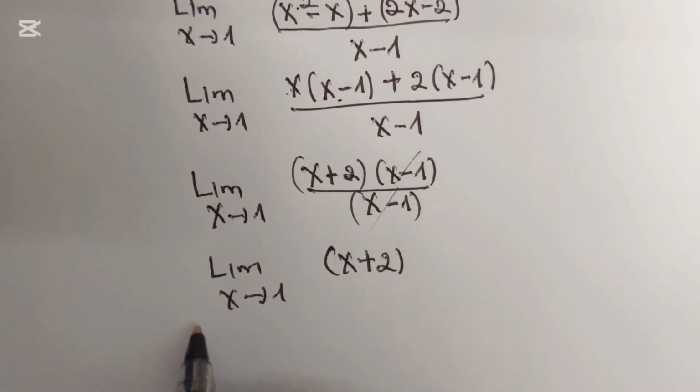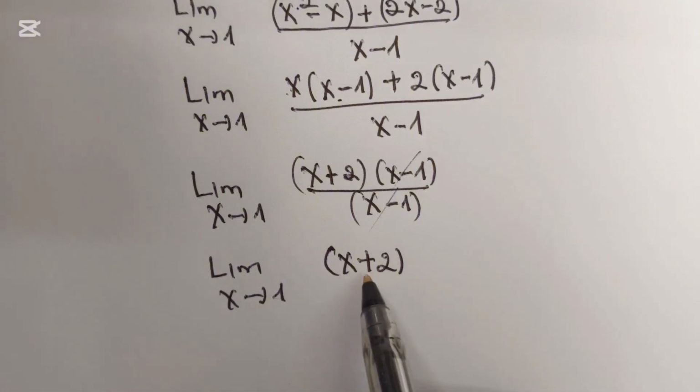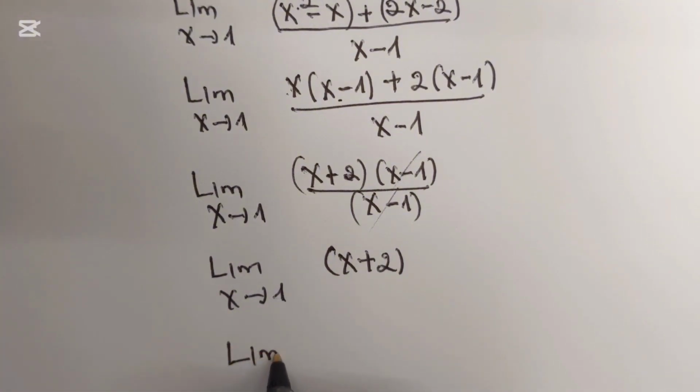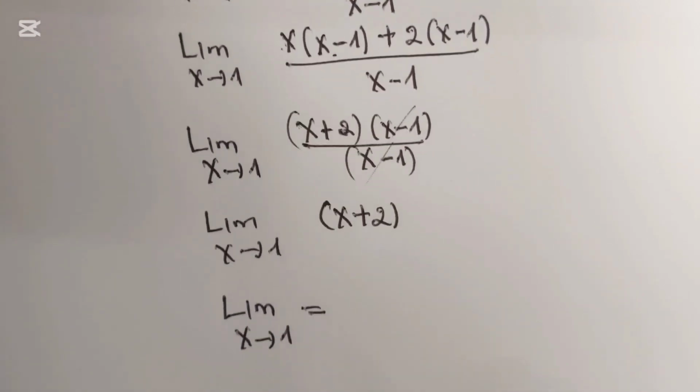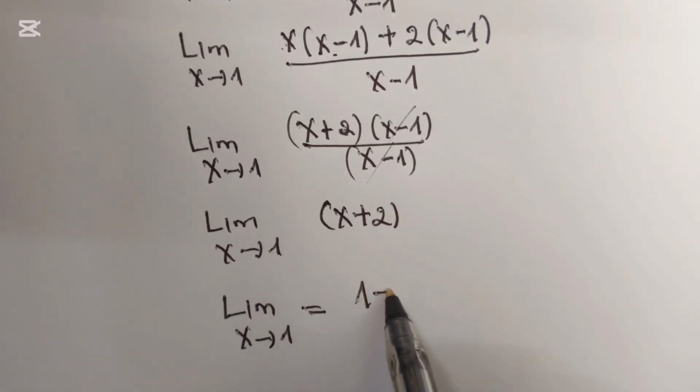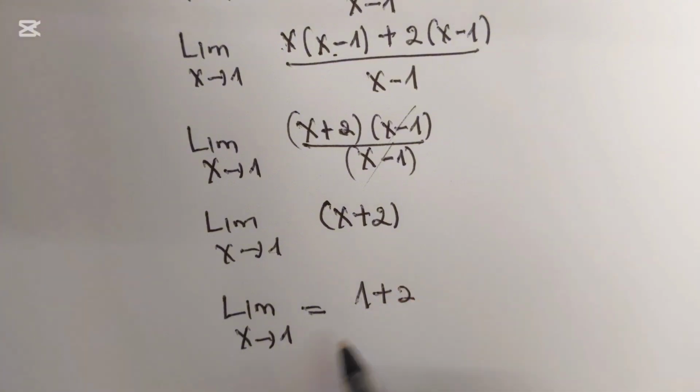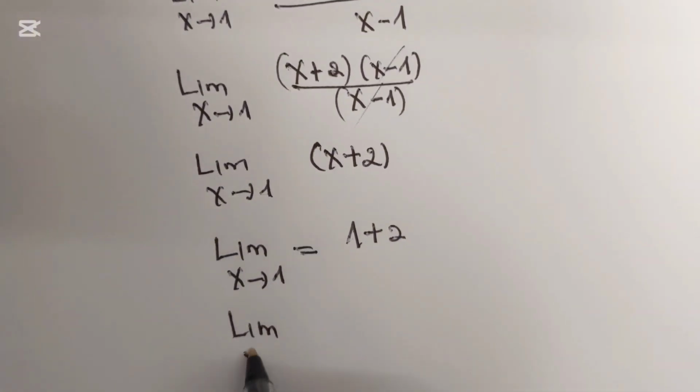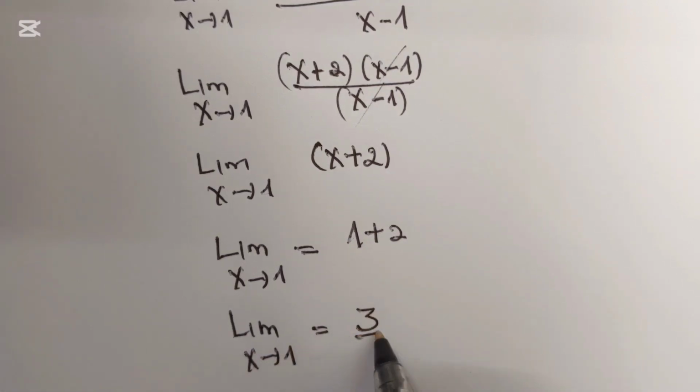After this, we are going to replace the value of x in the expression we are left with. Here the limit as x approaches 1 will be equal to 1 plus 2. Then the limit as x approaches 1 will be equal to 3.